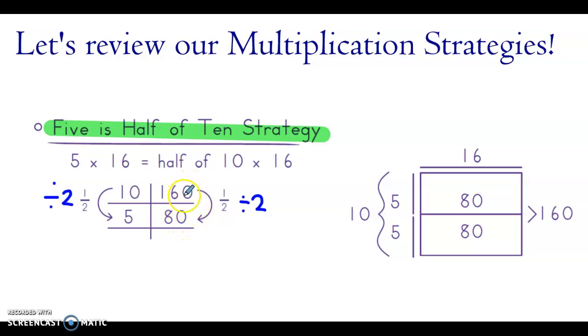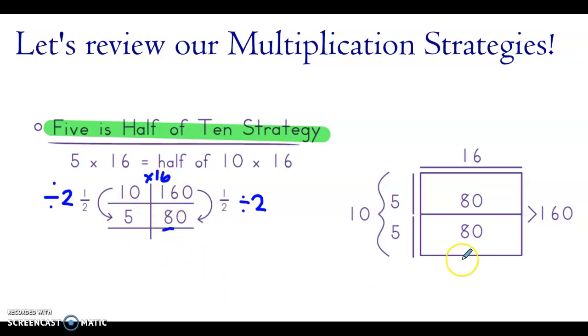I basically ignore the 0 again. I know half of 16 is 8, and then I place that 0 back on. So I know half of 160 is 80. So 5 times 16, that's the number that's missing here in the ratio table. 10 times 16 got us 160, so 5 times 16 is 80.